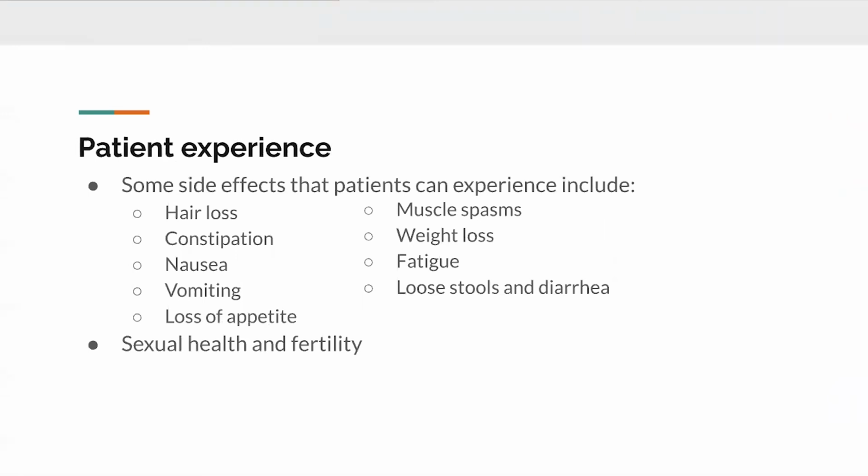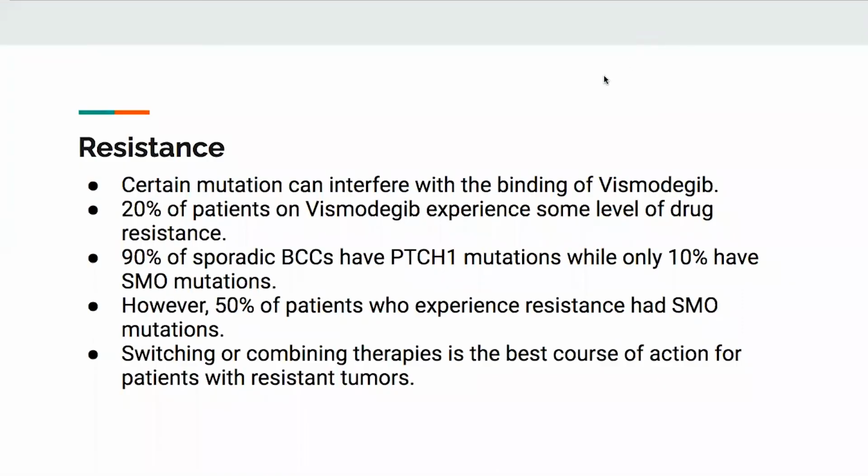But there are medications that can be given to patients to reduce the side effects that they experience. But for sexual health and fertility, it's important for women who are sexually active to use birth control while taking this drug and for at least 7 months after they finish it, because it can be very harmful to unborn babies. So moving on to drug resistance, there are certain mutations that interfere with the binding of vismodegib.